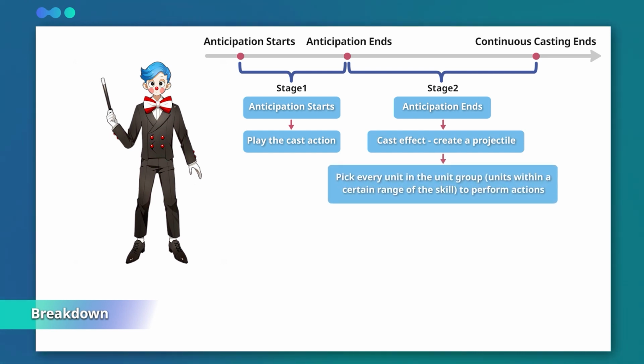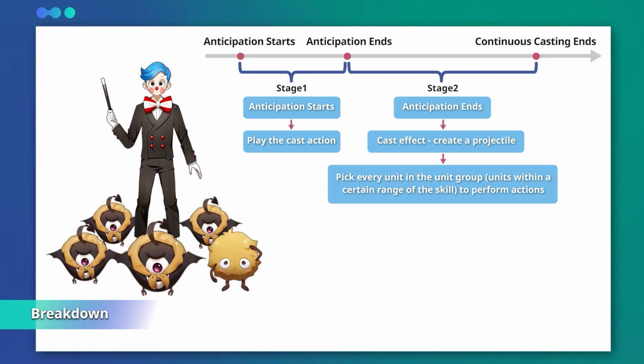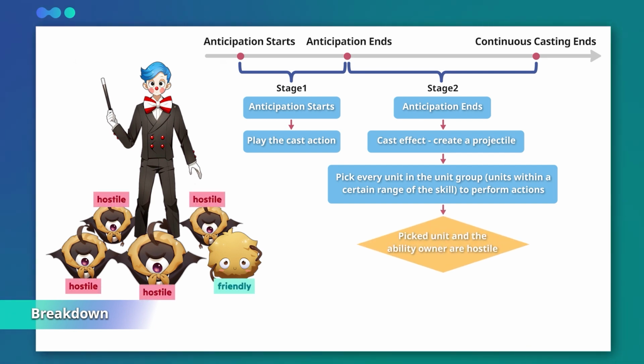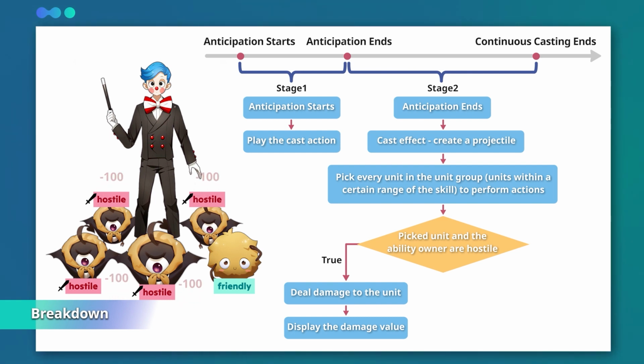We can take the ability cast point as center. Set all units within the radius of 300 as a unit group. Then, pick every unit in the unit group to perform actions. Then, use if statements to determine whether the picked unit and the ability owner are hostile. Deal damage to the unit if the condition is met. Display the damage value in the game. If the condition is not met, which means the unit is allied or friendly unit, no action will be performed.